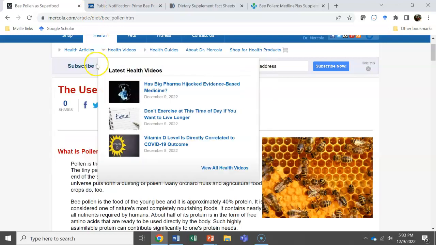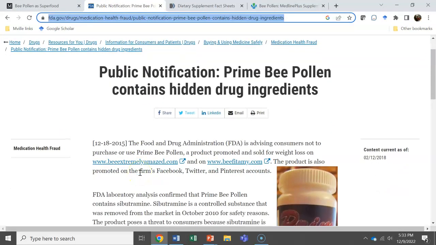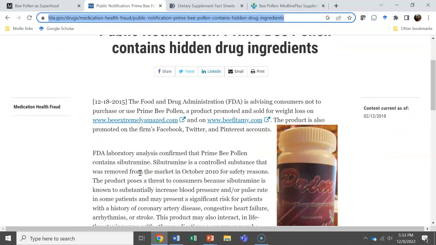Now, what's the problem with it? Let's go see what the FDA says about bee pollen. So the problem is, first of all, when you buy one of these bee pollen supplements, they're not well regulated. And there's many products like this out here. Some of them contain hidden drug ingredients.